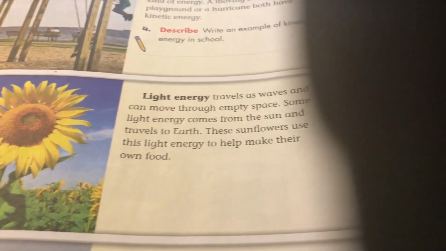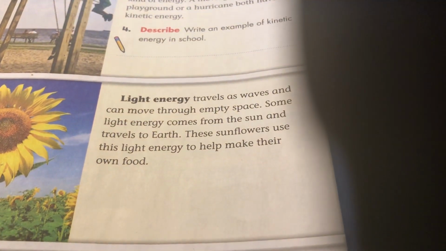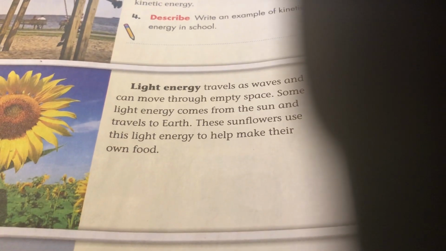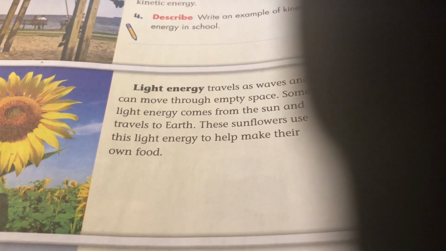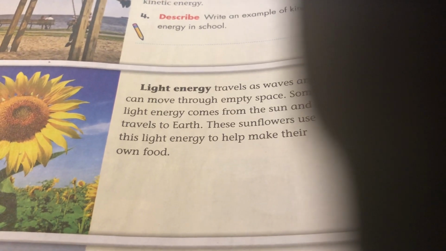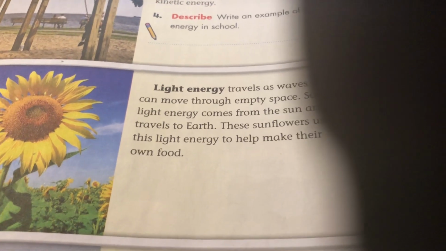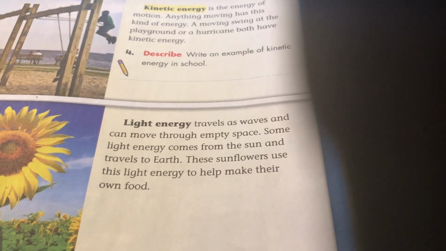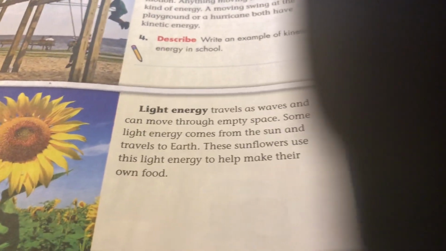So then you have light energy. It travels as waves and can move through empty space. Some light energy comes from the sun and travels to Earth. These sunflowers use this light energy to help make their own food because of photosynthesis, the production of chloroplast and chlorophyll. All of these things create photosynthesis and help with making food.